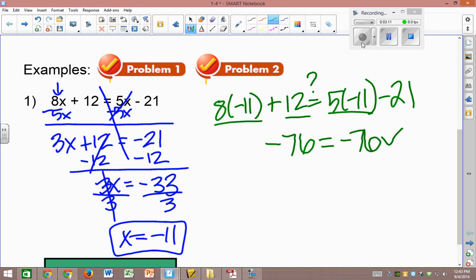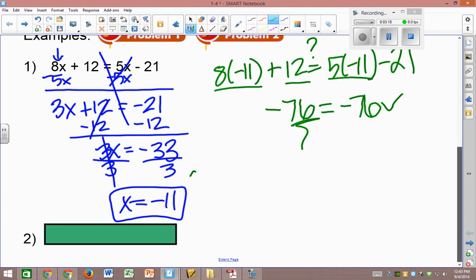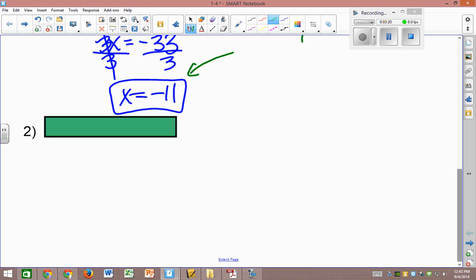Yay. So make sure though, I see a lot of kids write negative 76 as the answer to the problem. No, no, no, no. This is the answer. Let's do another one.